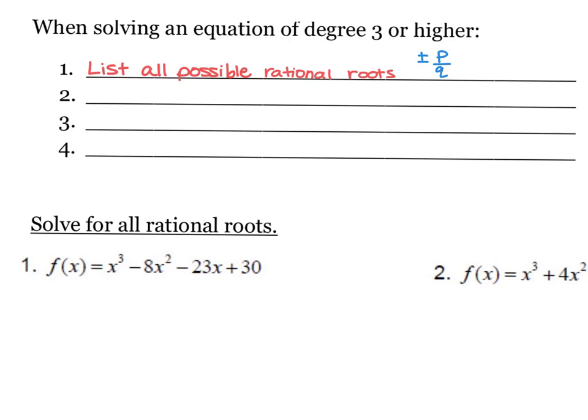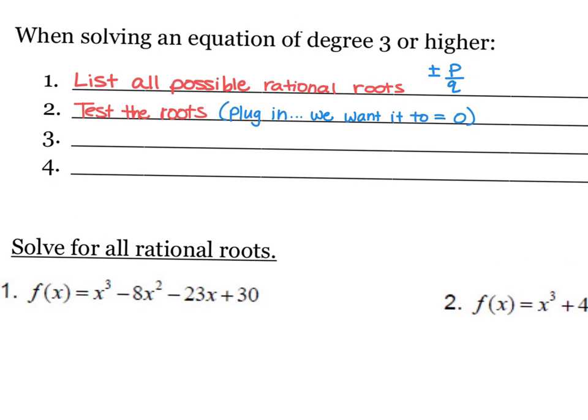The first step is to list all of the possible rational roots, which is the theorem. The theorem says we just take our plus or minus P over Q formula, and we can list all of the possible rational roots. The second step is to test the roots. To do that, we're just going to plug the roots in. We're going to take the possible roots that we got from our first step, and plug them in, and we want to see which one's going to give me 0. That's one of your roots. I would use a calculator for this step and just kind of plug and chug until you get 0.